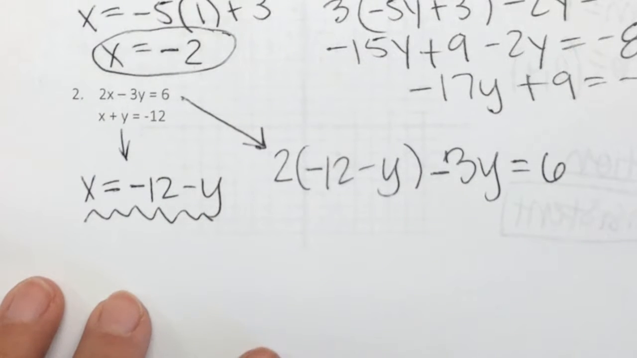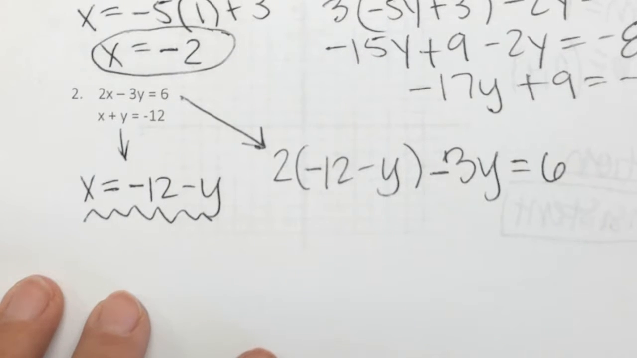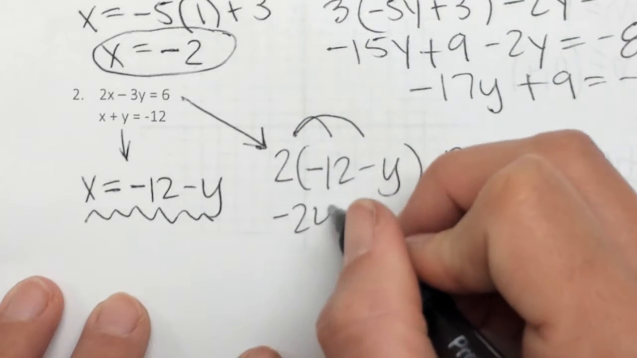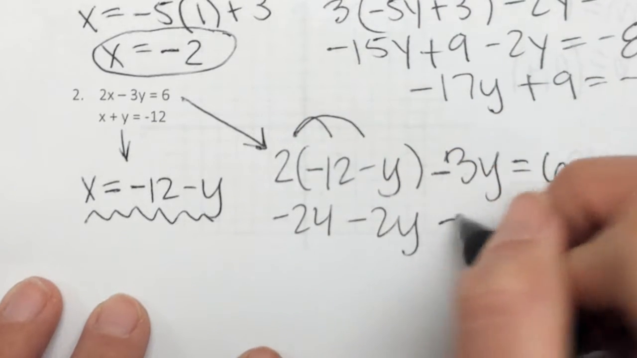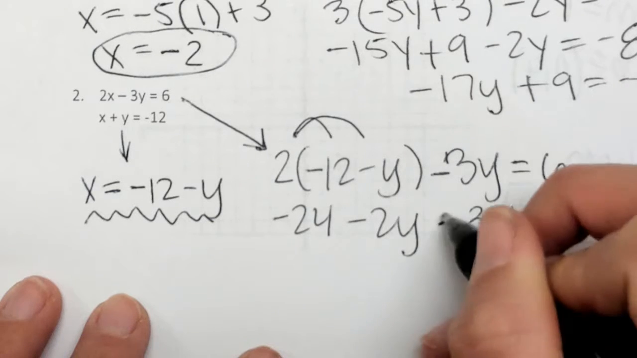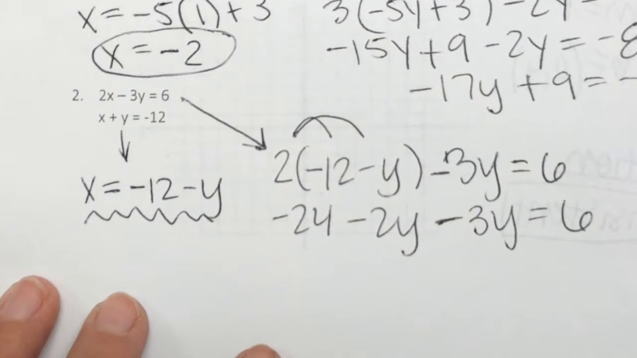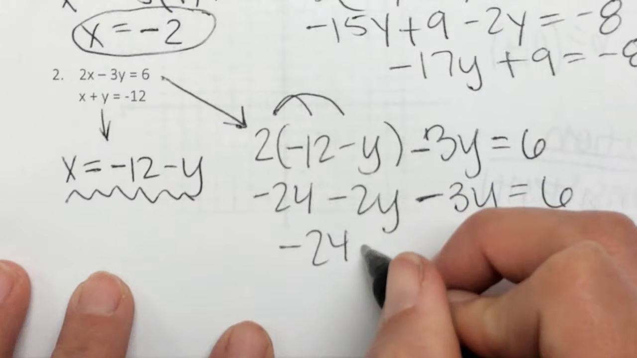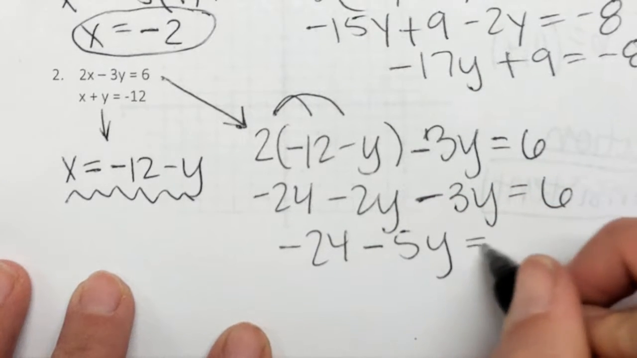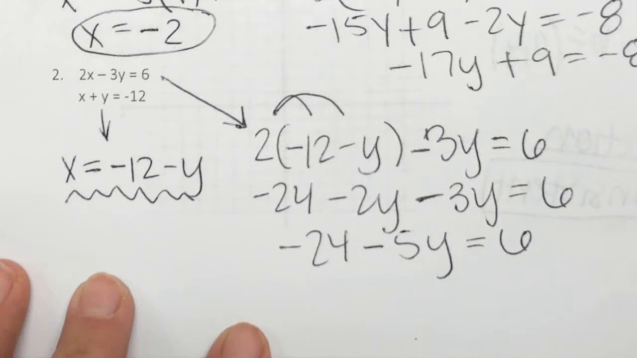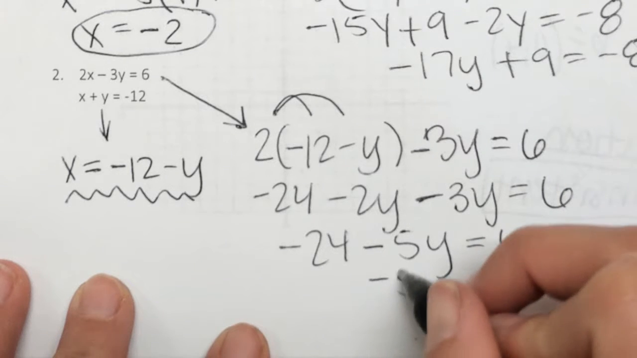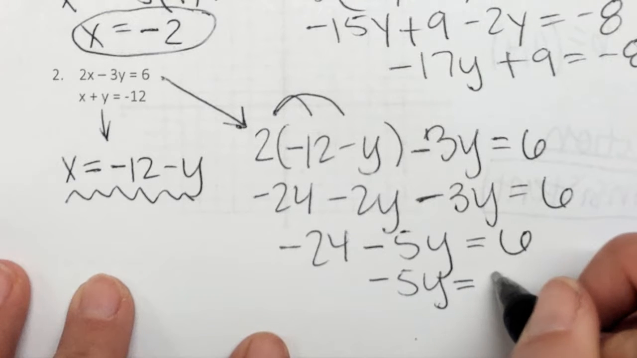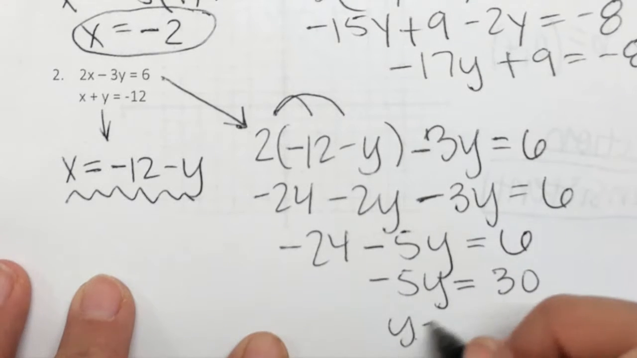Alright, Sierra, what would we do from here? Good, so that's going to make what? Good. Catherine, what do we do from here? Combine like terms. Good, so that's going to make negative 24 minus 5y. Very good. Connor, what do we do from here? Add 24 this side. So that's going to make 5y equals, or excuse me, negative 5y equals what? 30. So everybody, y is what?